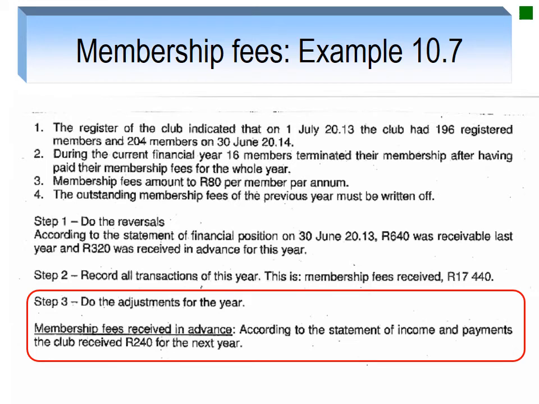So what we have to do now, the first adjustment, is we are going to account for the membership fees received in advance, because according to the statement of receipts and payments, we had received 240, which is actually next year's membership fees.